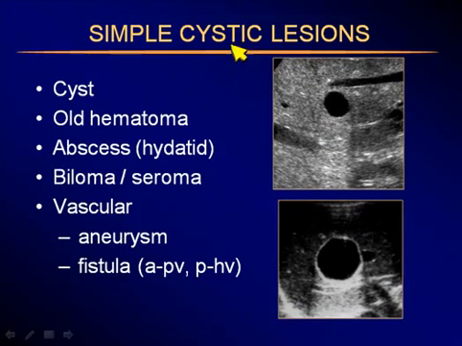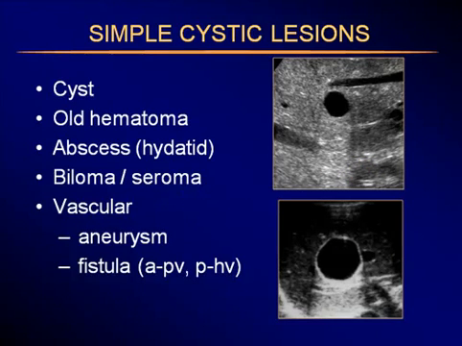We can see simple cysts. Now this is a classical cyst like anywhere else in the body. Anechoic mass, smooth margins, excellent sound transmission. So this is a simple cyst in the liver. What else can be a simple cyst? Well, an old hematoma, a hydatid or echinococcal cyst, which this is. This is a patient from Egypt who had a solitary cyst, and eventually this was diagnosed to be echinococcal. A biloma or a seroma can look like a simple cyst.